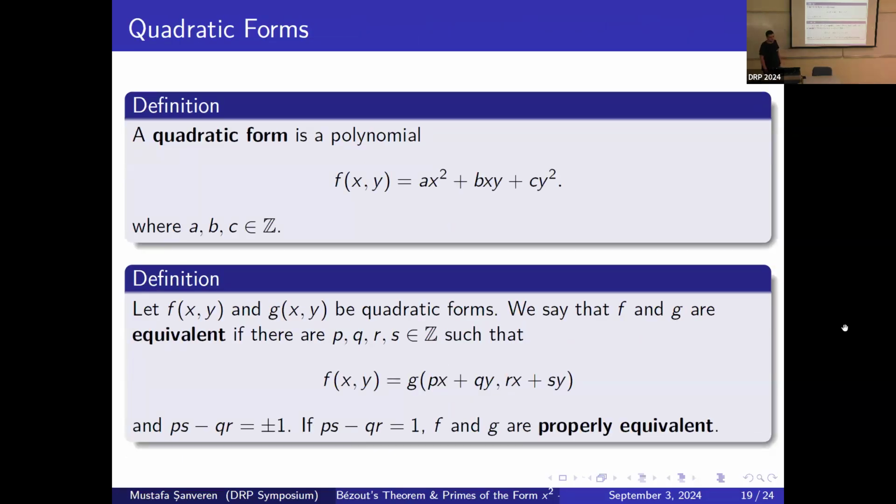We will continue with quadratic forms. A quadratic form is a polynomial ax squared plus bxy plus cy squared, where all coefficients are integers. If we have two quadratic forms, we say they are equivalent if there are integers p, q, r, s that satisfy this equality, and also ps minus qr is equal to plus or minus 1. If this is equal to 1, then we say that f and g are properly equivalent.